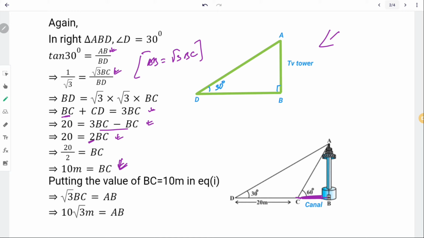But we're still yet to find the height of the TV tower. So what do we do? We'll put the value of BC, which equals 10 meters, in equation 1. Equation 1 is what?